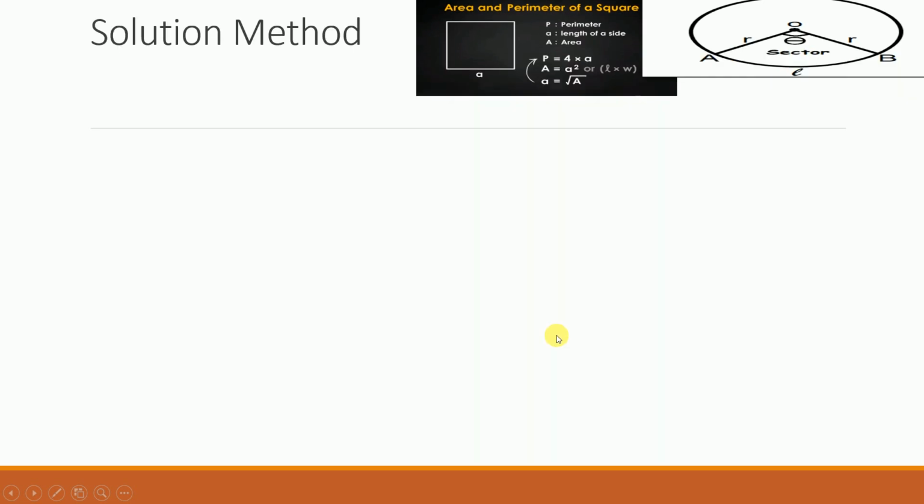Let us solve it by some other method. In the previous case, we have imagined without loss of generality, we have imagined side of the square as 1 unit. Here we imagine radius of the sector to be 1 unit. Again, taking the concepts of perimeter, perimeter of sector is equal to perimeter of square. L plus 2R is equal to 4A. 4A is equal to L plus 2. A is equal to L plus 2 by 4. We have expressed A in terms of L.